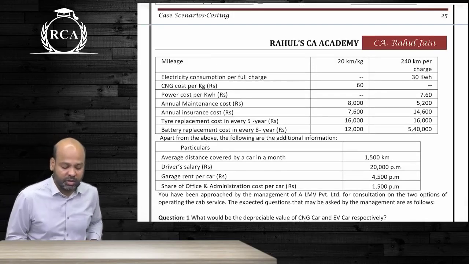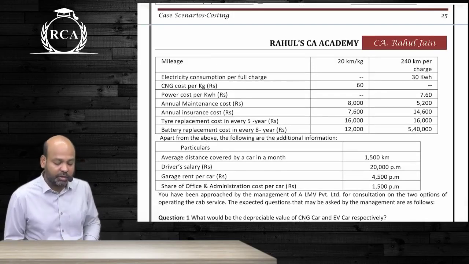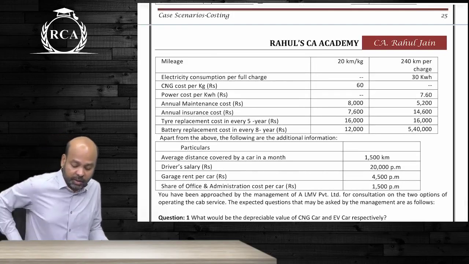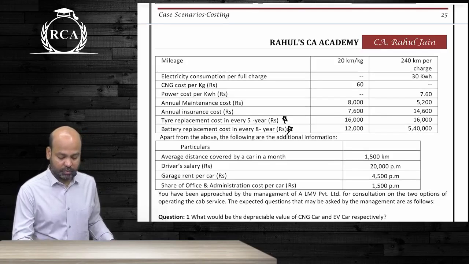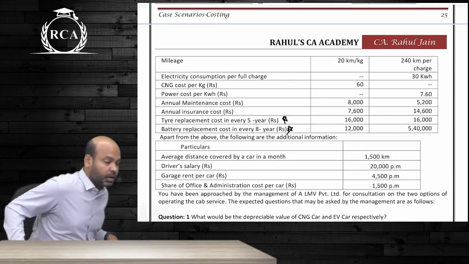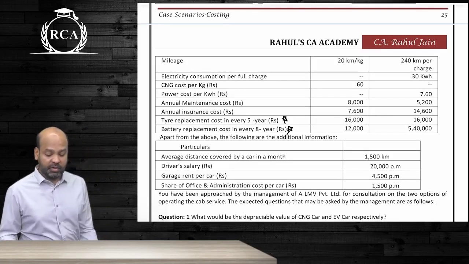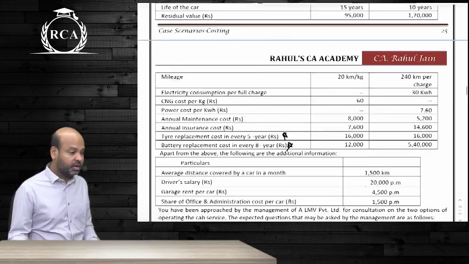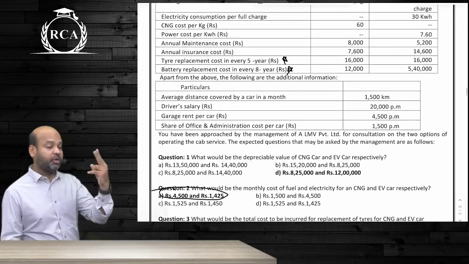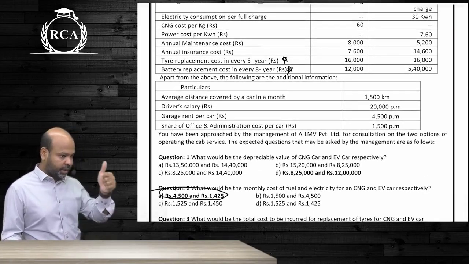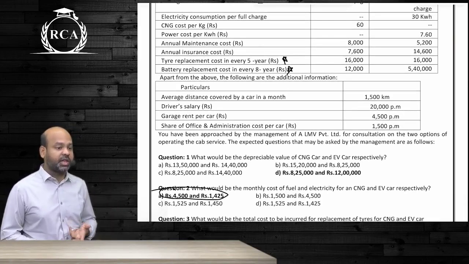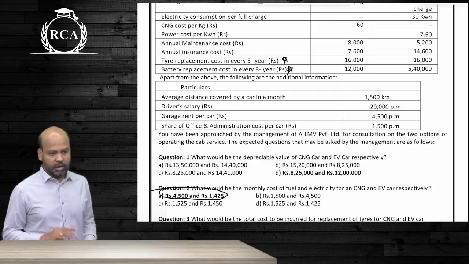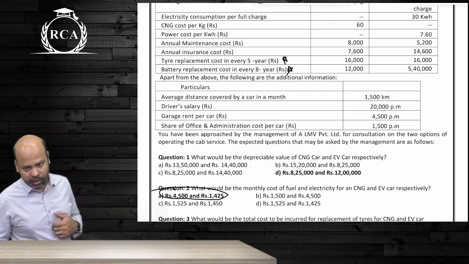Annual maintenance cost is 8,000 and 5,200. Annual insurance cost, tire replacement cost. These two parts are important, the rest we already know. If the life of the CNG car is 15 years, we will take 2 replacements of tires: one at the end of the 5th year, one at the end of the 10th year. At the end of the 15th year you will not change the tires, you will just scrap it. Are you getting the point?